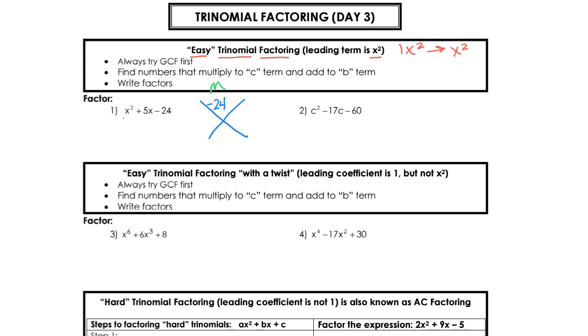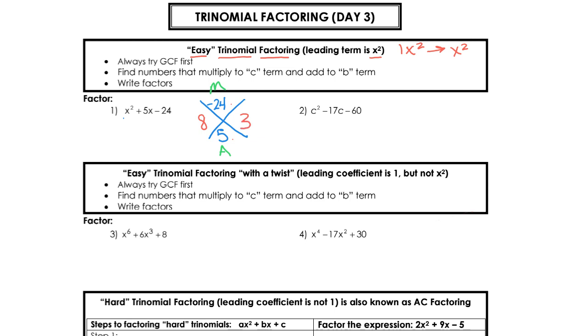So a lot of times I like to write m up there. Our middle number, which is a positive 5, also known as our b value, goes at the bottom of our x box, and that becomes our add number. So we need to find two numbers that multiply to negative 24 and at the same time add to 5, and the numbers are going to be something like an 8 and a 3.